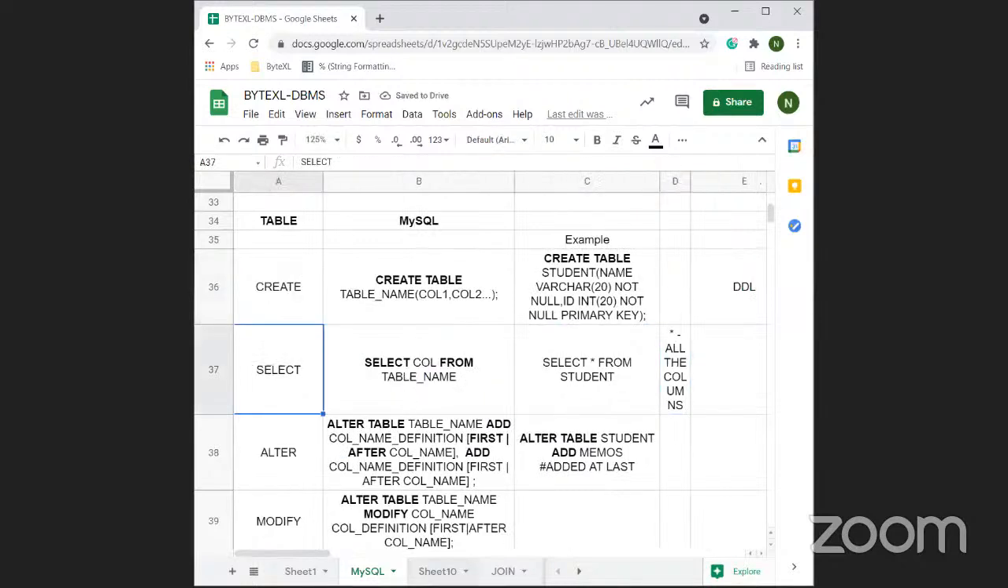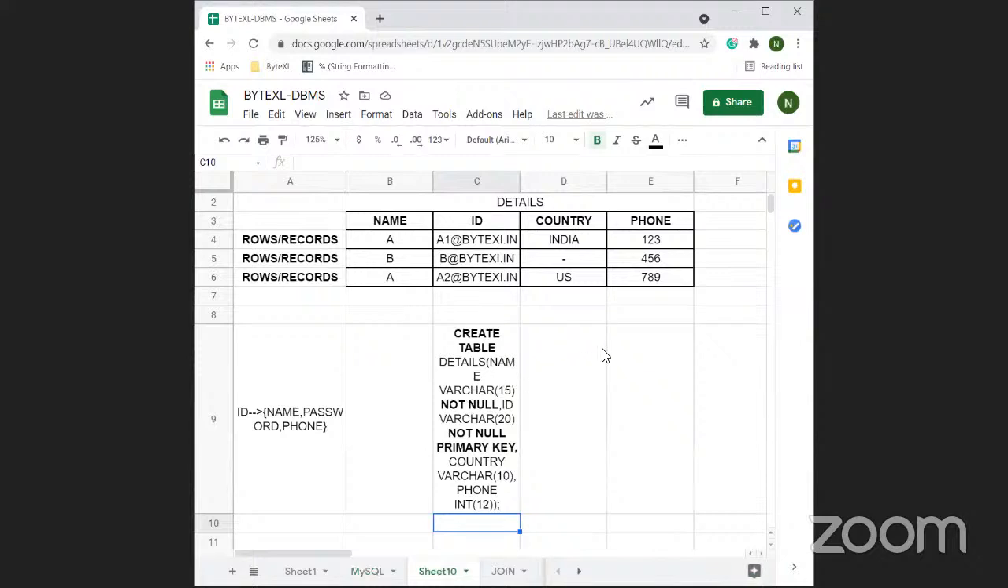Then select. From the table given here, we have created the table. We have inserted the data as well. How to insert the data? It's a step-by-step process. We will see. If I want to select something, suppose I want the list of phone numbers of all the people available in this details table, then I have to use select. It is a keyword again. If I want only one column, give the column name phone. From, again, from is a keyword.